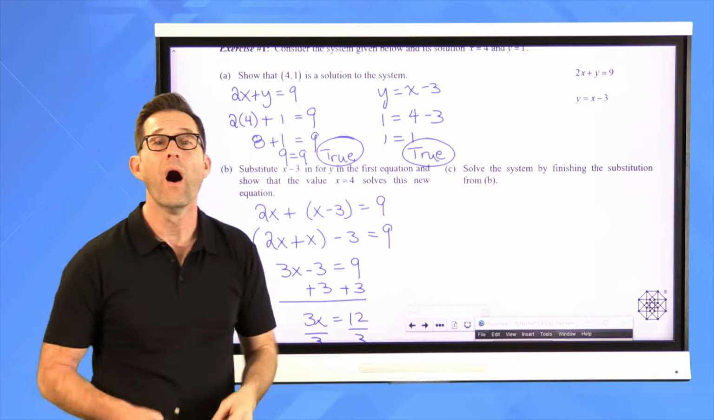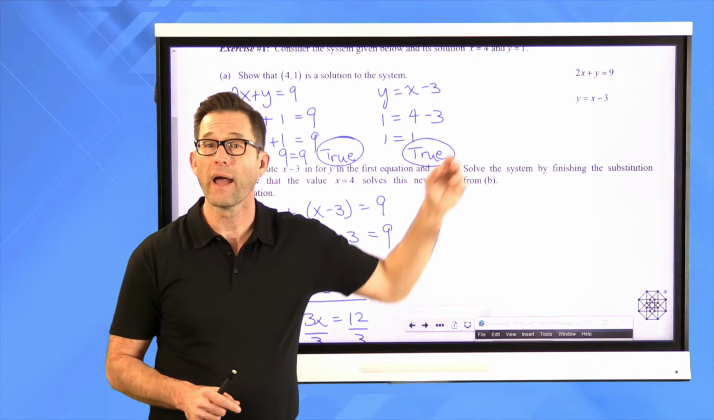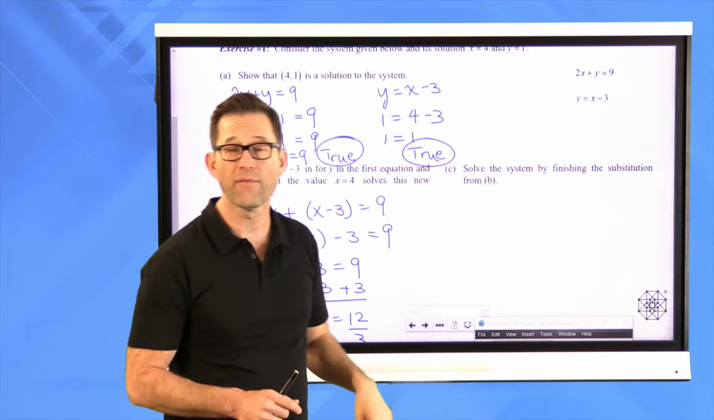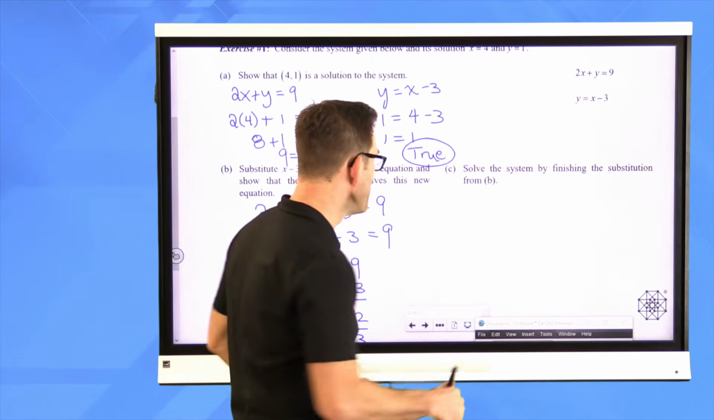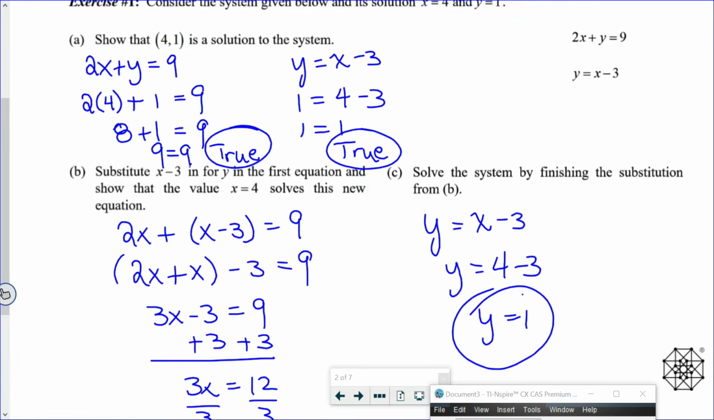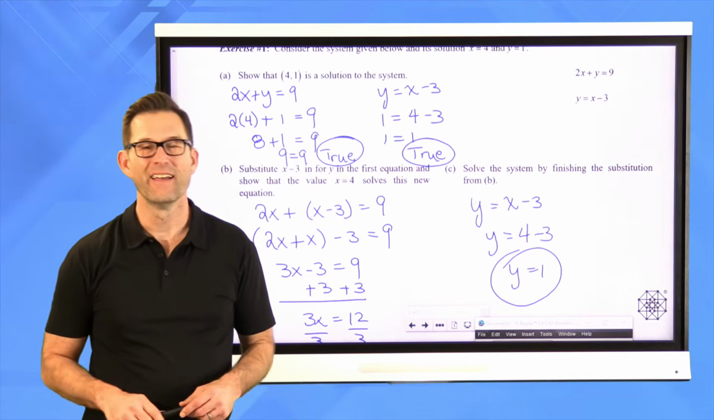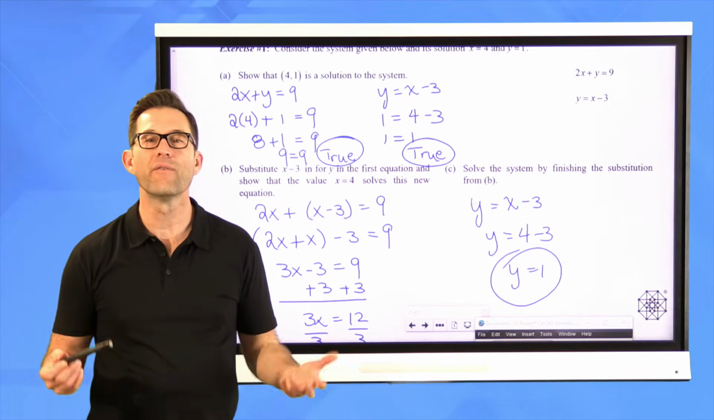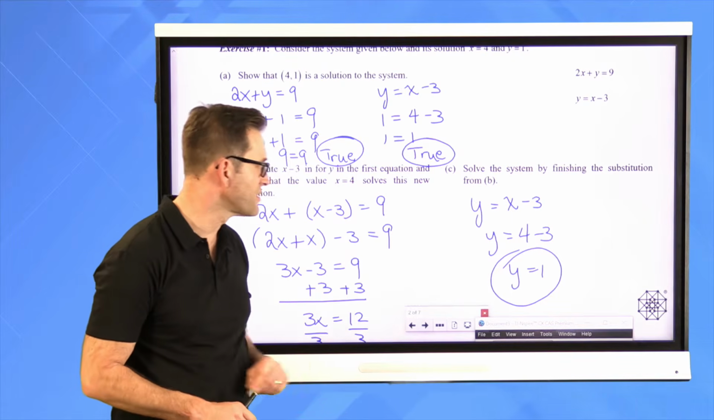So at this point, I know x equals 4 is a solution to this system. I can put it into either one of these to find the y value, whichever one's easier for you. I would suggest that one. And I'll get y is equal to x minus 3, y is equal to 4 minus 3, and y is equal to 1. So the idea here is very, very simple with substitution. And let's take a look at that on the next slide.